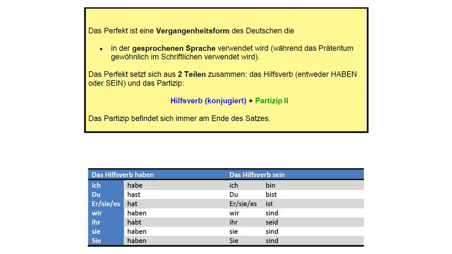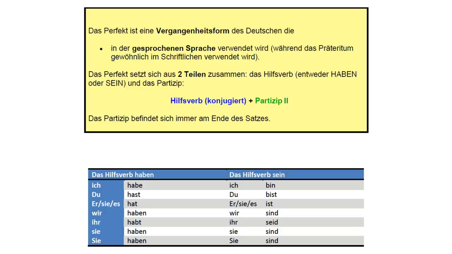There are 2 types of helping verbs that you can use. You can use haben as a helping verb, and you can use sein as a helping verb. You have to conjugate the helping verbs. Ich habe, du hast, sie es hat, wir haben, ihr habt, sie haben. Oder ich bin, du bist, sie es ist, wir sind, ihr seid, sie sind.